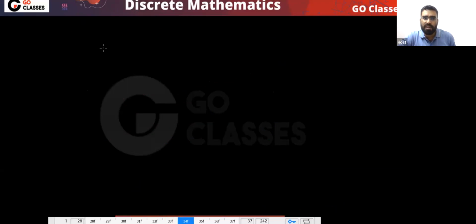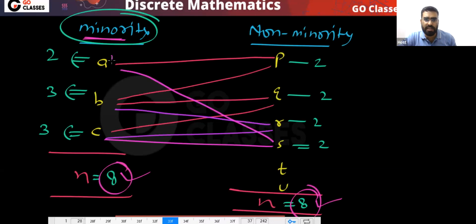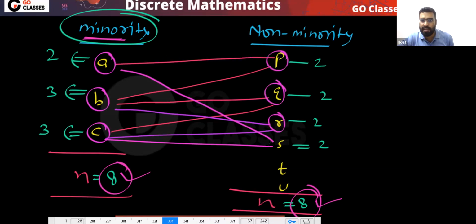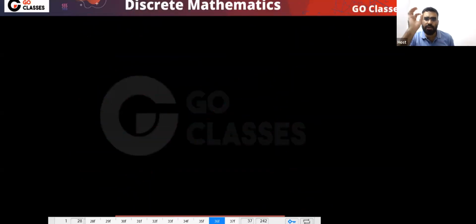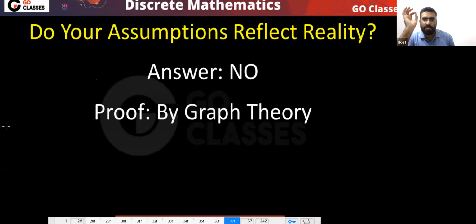Basically what you are doing is creating nodes, and these lines are the relationships connecting the nodes. Using graph theory, you can very easily solve this problem, this mystery. Agree? So did you understand that? From now onwards, do your assumptions reflect reality? The answer is no.